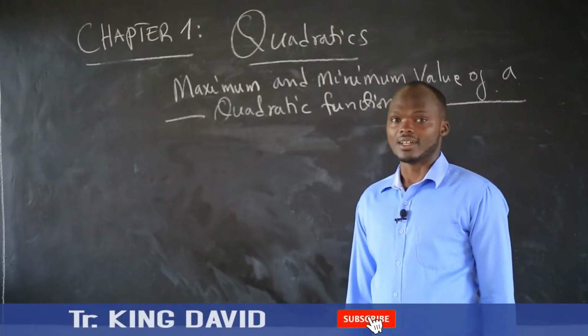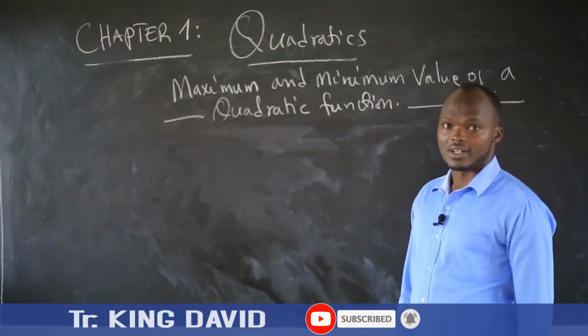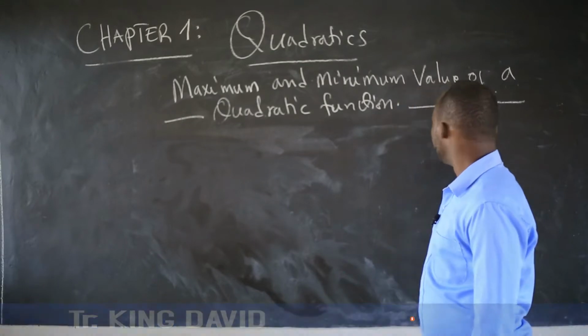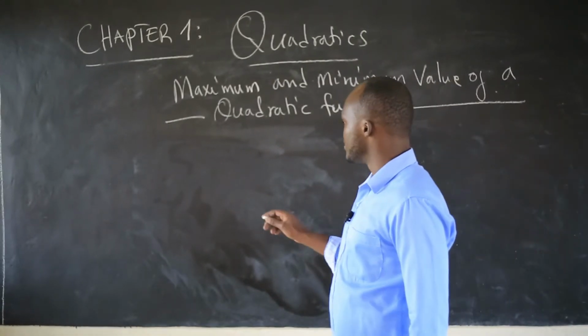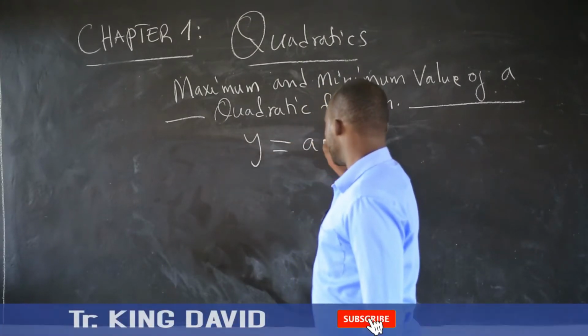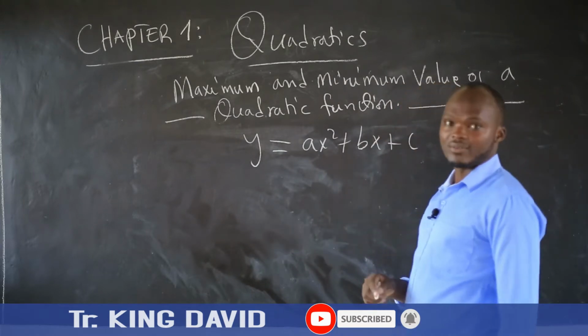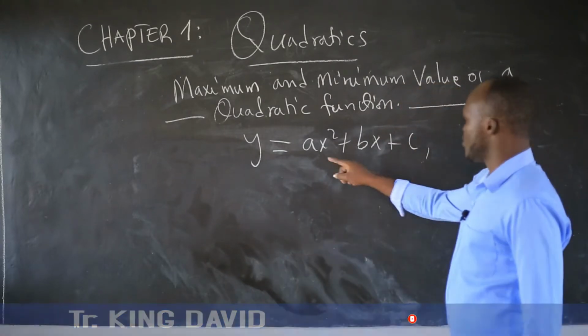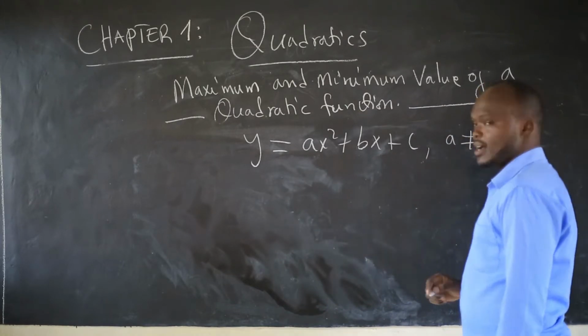Hello once again. You are still with Teacher King David, and we are on quadratics, about the maximum and minimum value of a quadratic function. So what is a quadratic function? We saw that a quadratic function is y equal to ax squared plus bx plus c. This is our quadratic function, where the coefficient of x squared should be different from 0, so our a must be different from 0.